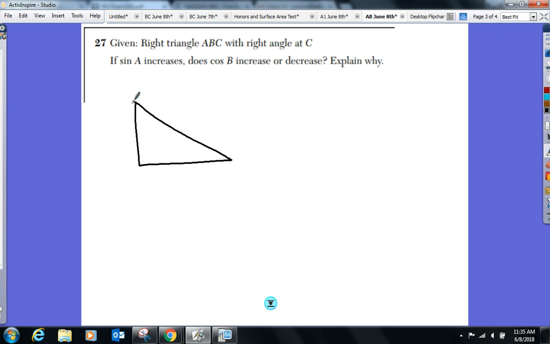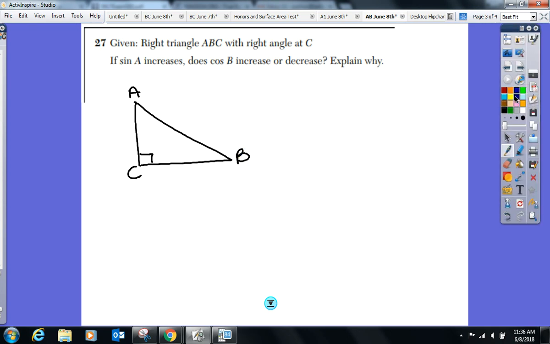Right triangle ABC, where C is the right angle. A and B. If the sine of A increases, does cosine of B increase or decrease? Ooh, crickets.